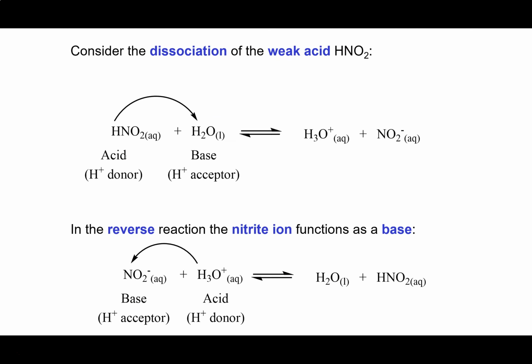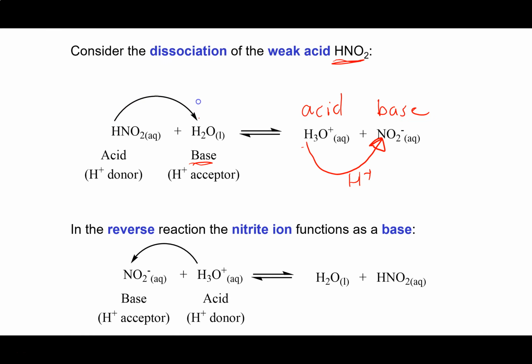Now, when a weak acid like HNO2 dissociates in water, what happens? It transfers a proton over to the water, right? The proton donor is the acid. The proton acceptor is the base. The products are the hydronium ion and nitrite anion. Now, what's happening in the reverse reaction? Well, the hydronium ion donates a proton to the nitrite anion. So this guy is the acid and this guy is the base.